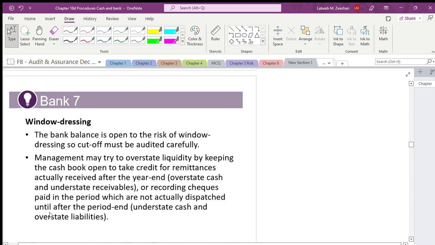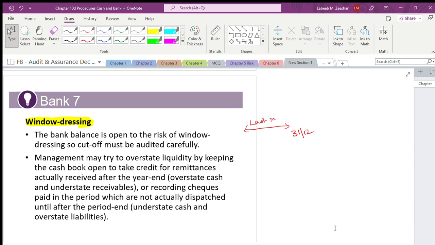Now, this is the common word we use in most cases: window dressing. Window dressing is very simple. Now, what happens on 31st December? As an auditor, you will ask what transactions have taken place last month, in the last 30 days. Whether there are going to be huge deposits or huge withdrawals.